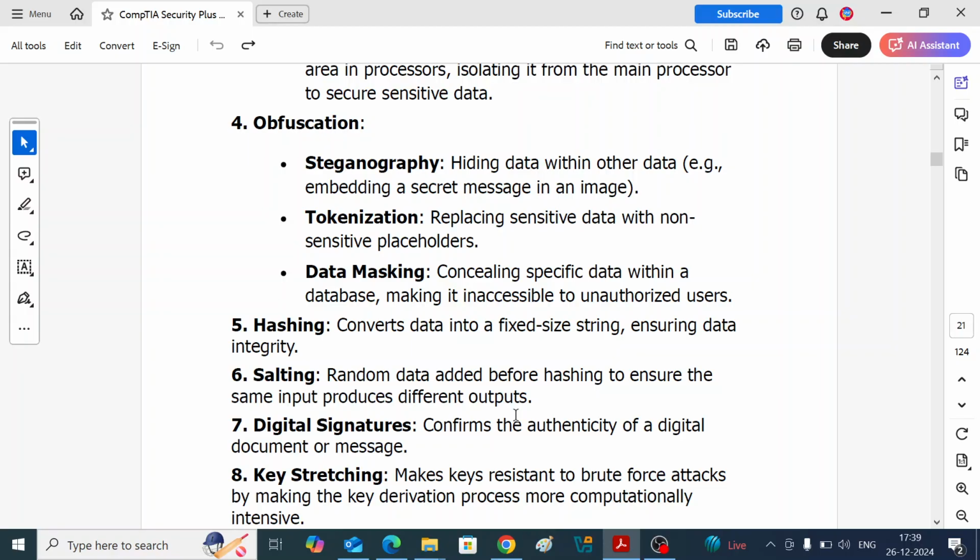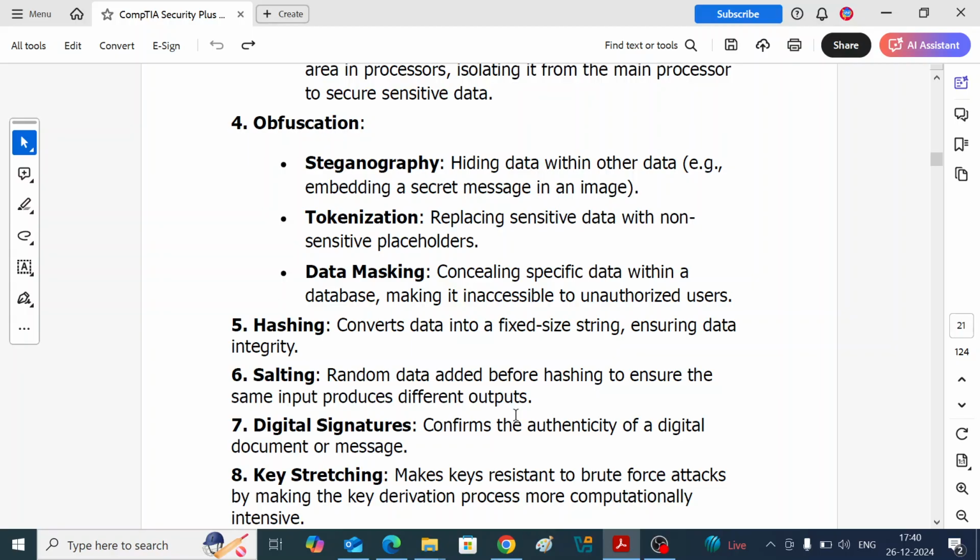I look at it and you look at it as an image, probably a Mona Lisa painting, but that painting has a hidden message for the person who is supposed to get it. So it's hiding data within other data, for example, embedding a secret message in an image. That's steganography. It's pretty simple to remember: the image looks like an image, but there is hidden data or hidden code within it. That concept relates to steganography.